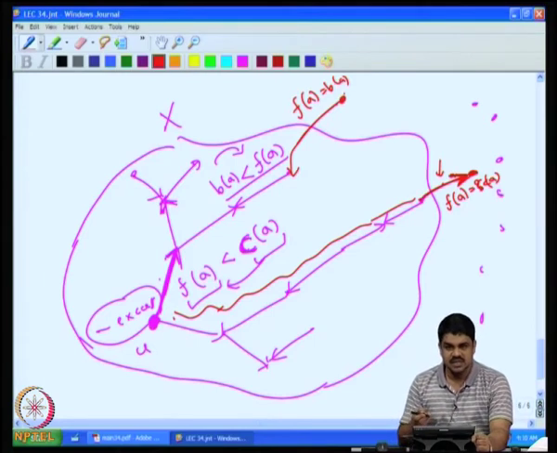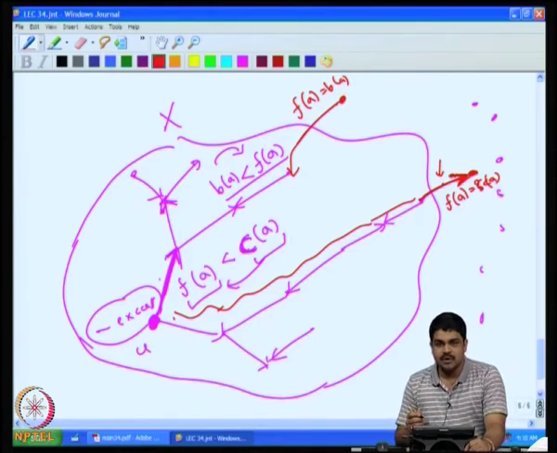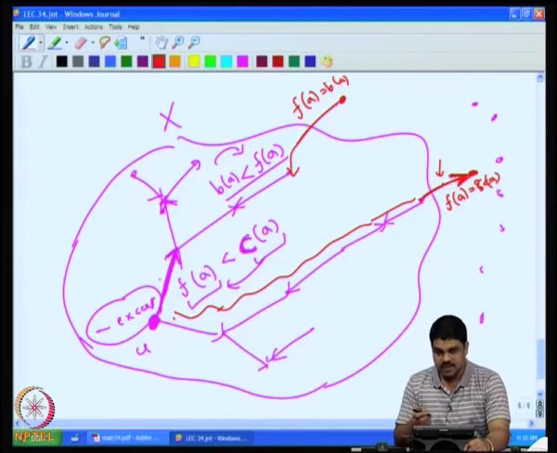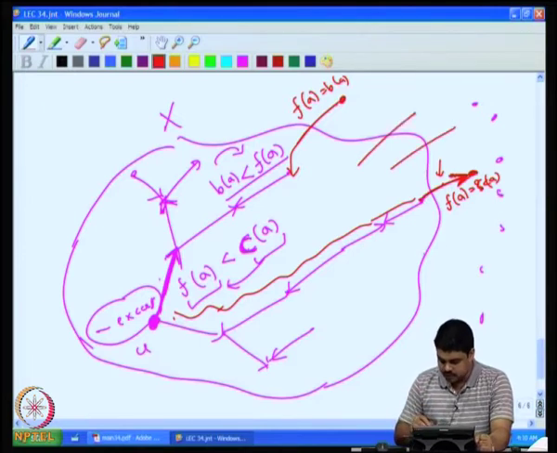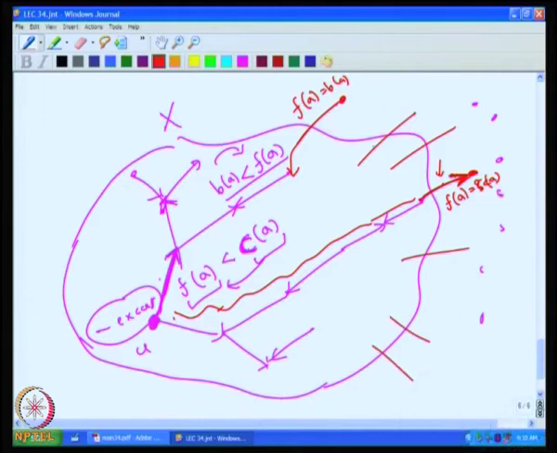This we have seen in the case of max flow, the proof of the max flow min cut theorem, slightly different, but more or less the same idea. So these are the improvable paths, and therefore we have this setup. Whenever it is an incoming arc, the f of a value is equal to b of a. Whenever it is an outgoing arc, the function value is equal to c of a.